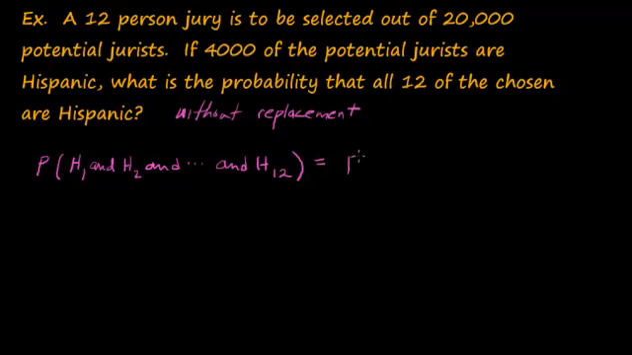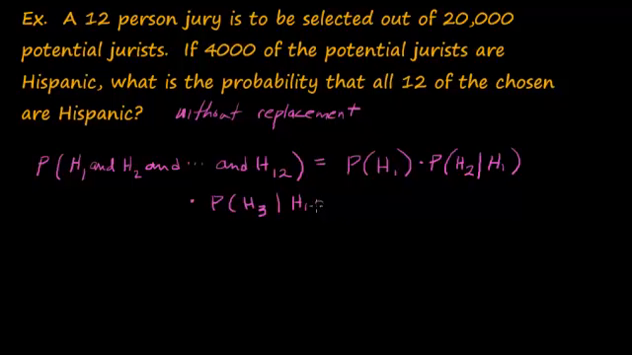I'll just sort of start that, but it would be the probability of the first one, times the probability of the second one, given that the first one was already selected, times the probability of the third person selected being Hispanic, given that the first one and the second one were Hispanic, and so on. You can see how that can get more and more complicated.